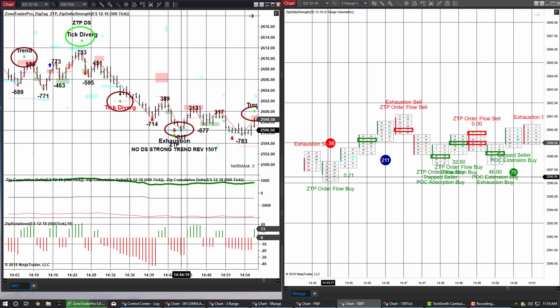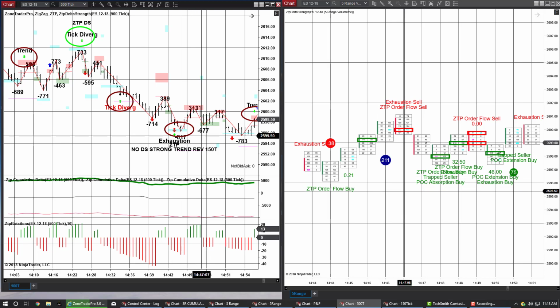We next had an exhaustion trade here, which did have the ZTP order flow, but it did not have any delta strength. And again, on the 150 tick chart, we were in a strong trend at this point, telling us that this is a trade that should be avoided.